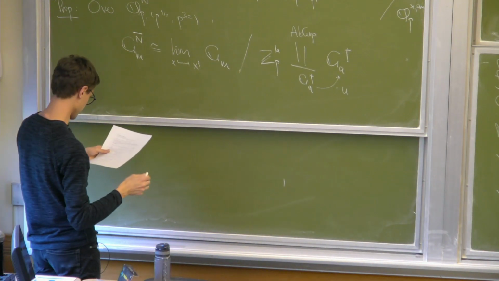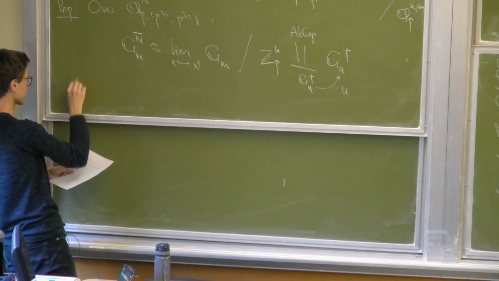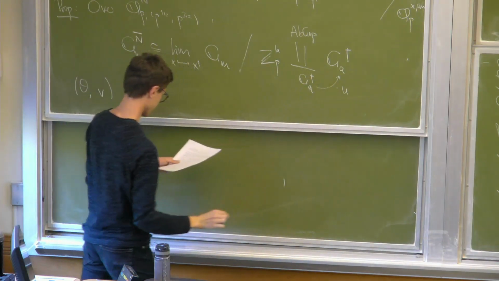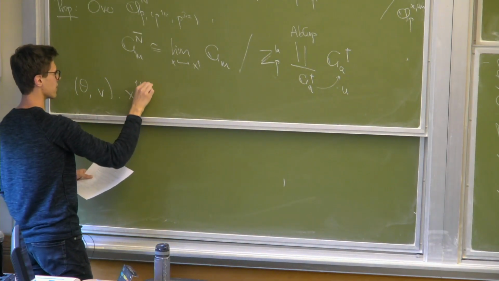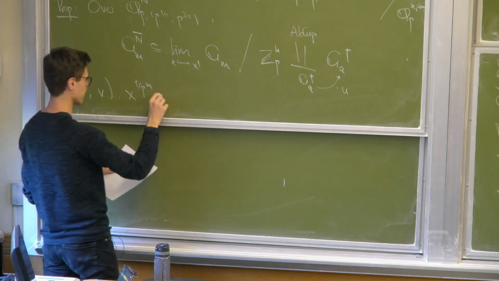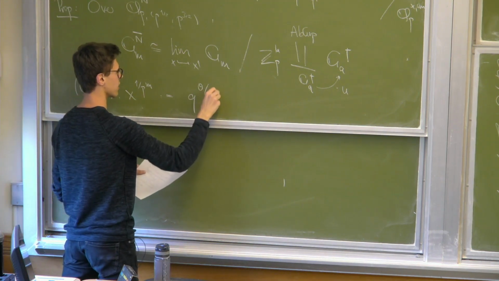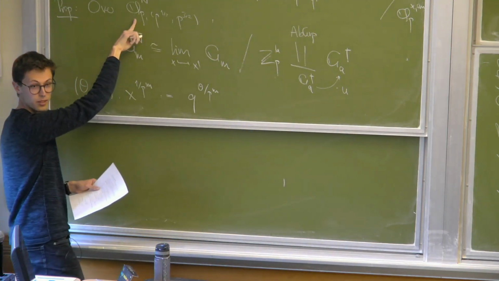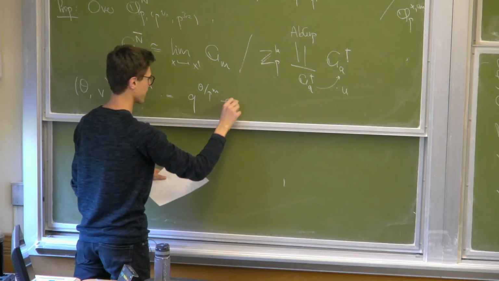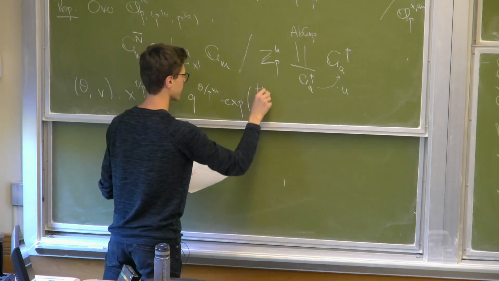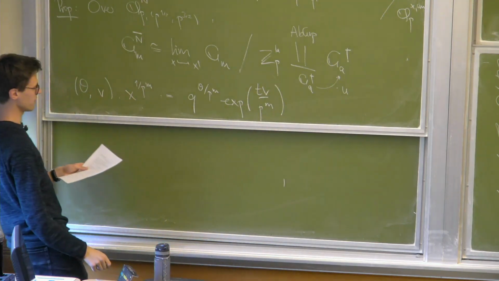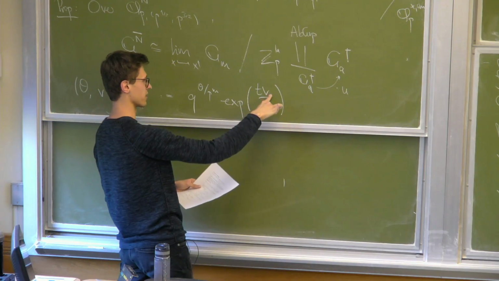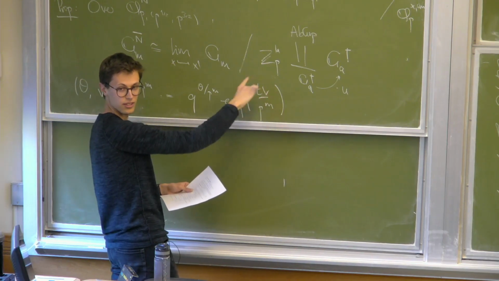And let me also say what the action is. So if I take some theta in Z_p LA and some v in G_a dagger, then I act on x to the 1 over p to the m by multiplying with q to the theta over p to the m, where this q comes from the q-de Rham prism on the base. I multiply by the exponential of tv over p to the m. And so now, for this exponential to be well defined, you can observe that v is dagger nilpotent. So this whole thing is dagger nilpotent.